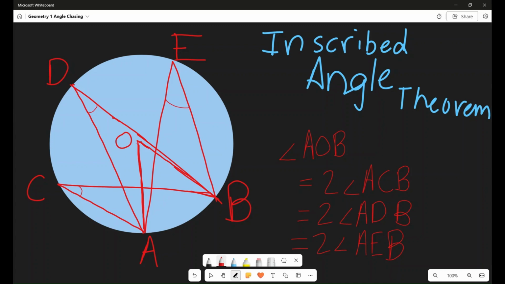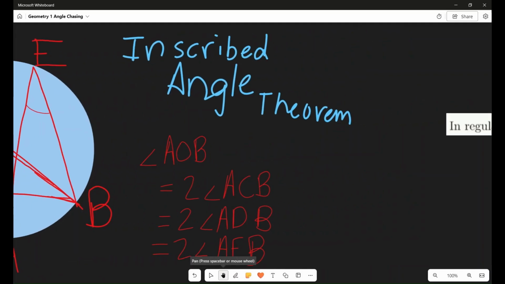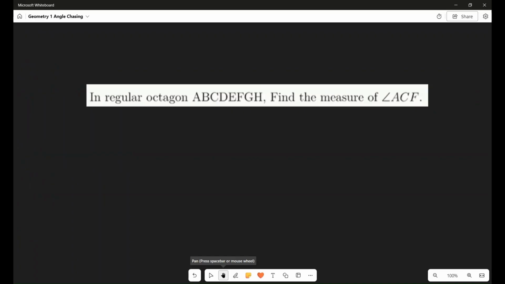Now, the corollary that comes from this theorem is that ACB, ADB, and AEB are all equal. So let's keep that in mind as we do the next question. In regular octagon ABCDEFGH, find the measure of ACF.